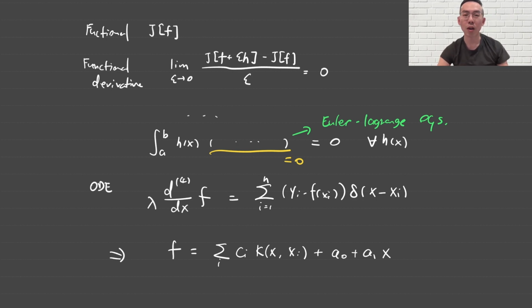I'm just going to write out the multi-dimensional Euler-Lagrange equation, and then let's derive the solution for the function f for the multi-dimensional spline function.